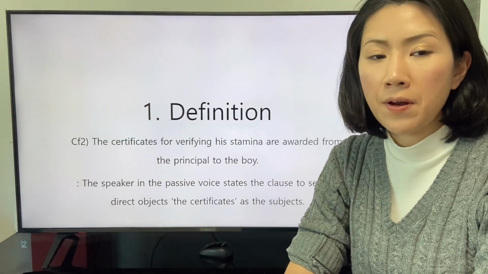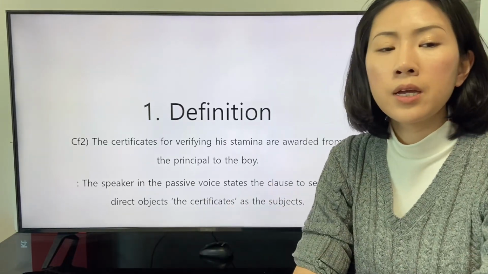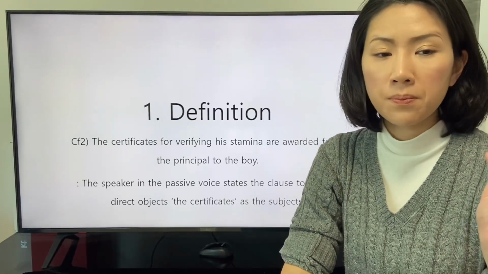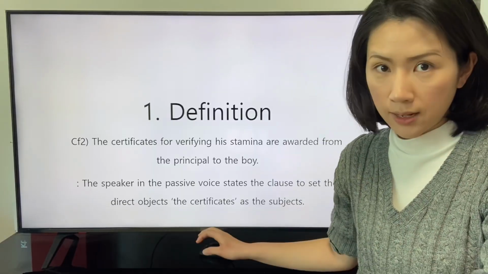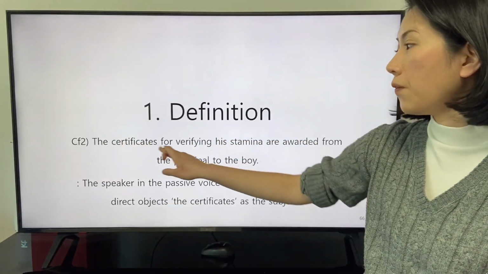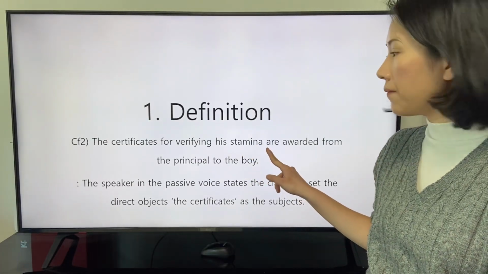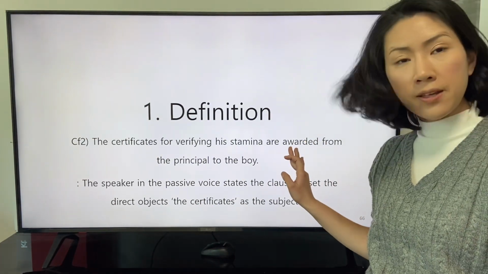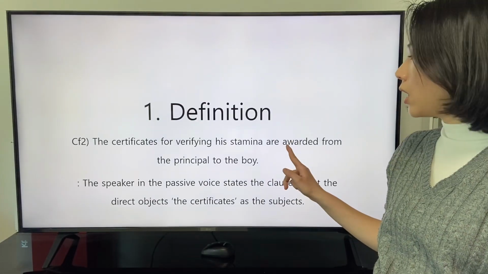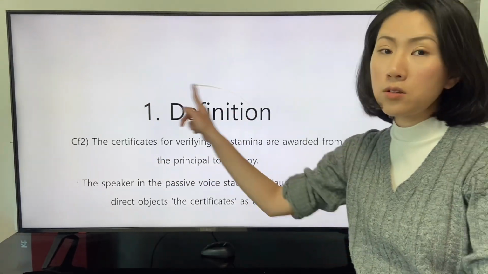The certificate for verifying his stamina is awarded from the principal to the boy. The speaker in the passive voice states the clause to set the direct object, the certificate, as the subject. The subject, the certificate for verifying his stamina, is followed by the intransitive verb are, and the subjective complement, that is the past participle awarded as an adjective, describes the condition of the subject.